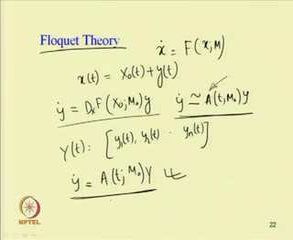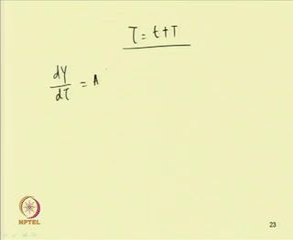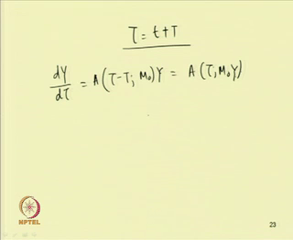Now, by changing the time, let us use another time τ equal to t plus T, where T is the time period. So, we can write this equation dy by dτ will be equal to A(τ minus T, m0) y, or it can be written as a function of τ, as T is a constant. So, where this y(t) is y1, y2 up to yn if it is n dimensional. So, depending on the order of the governing equation, we can find this.